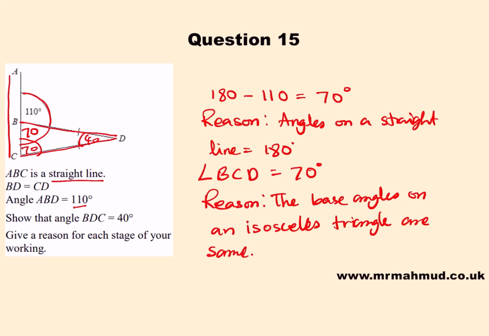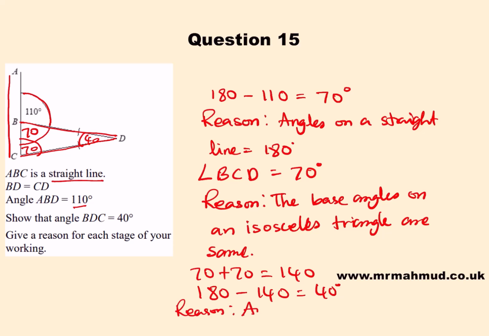Okay, and then finally add the two base angles, which is 70 plus 70, which is 140, and then angles in a triangle equals 180 degrees. Take away the 140 for both base angles, and that leaves us with 40 degrees. So one last reason you can write down: angles in a triangle add up to 180 degrees.